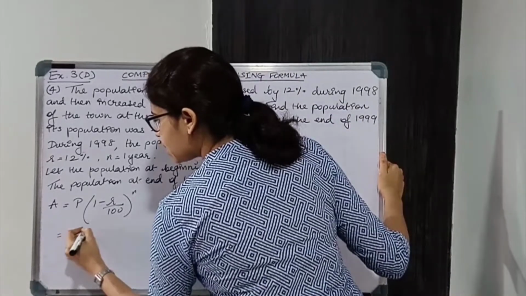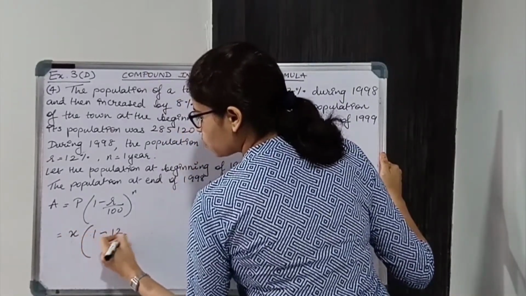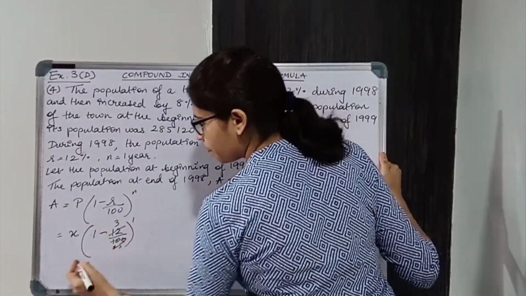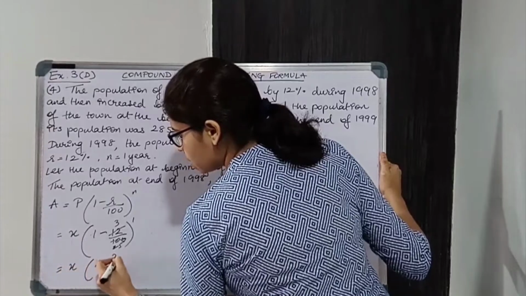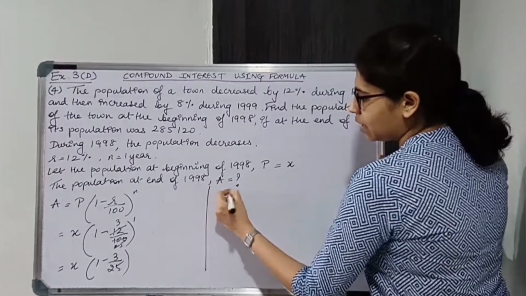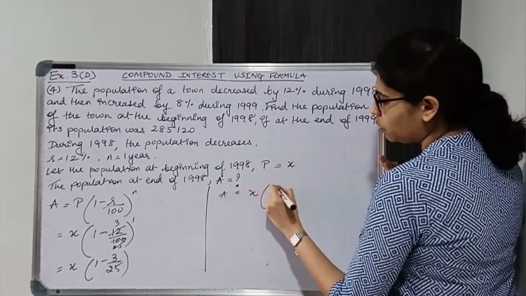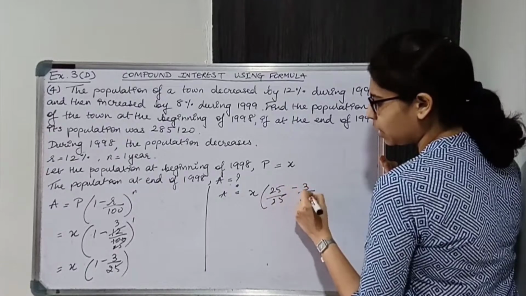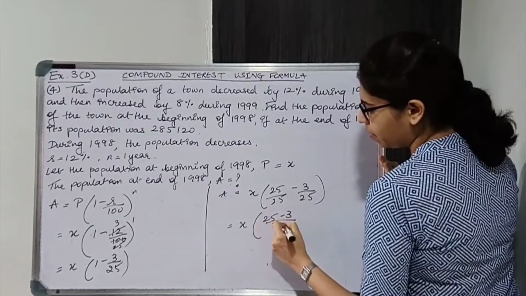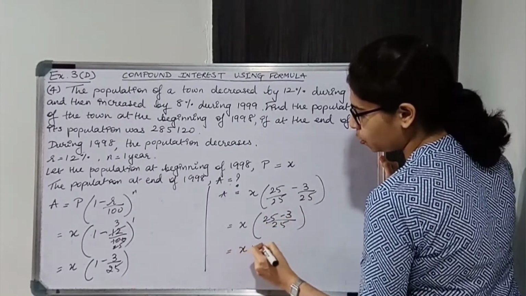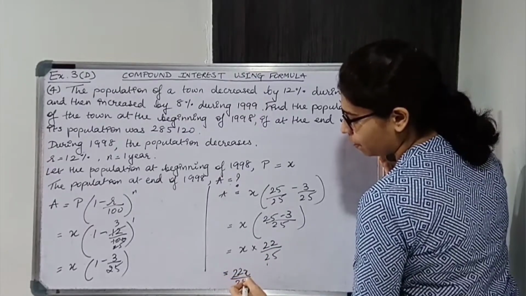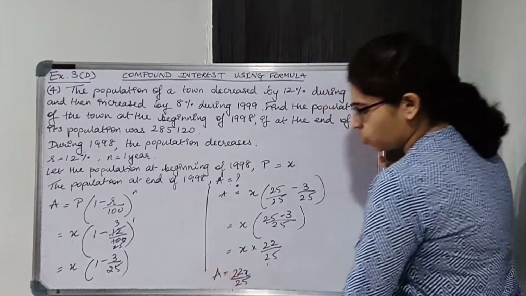So X into 1 minus 12 upon 100 raised to 1. 4 3s are 12, 4 25s are 100. So we get X into 1 minus 3 upon 25 raised to 1. You don't need to write that, it's okay. So we get A is equal to X into 25 upon 25 minus 3 upon 25, taking LCM. So X into 25 minus 3 upon 25. So we get X into 22 upon 25. That is 22x upon 25 is the amount.